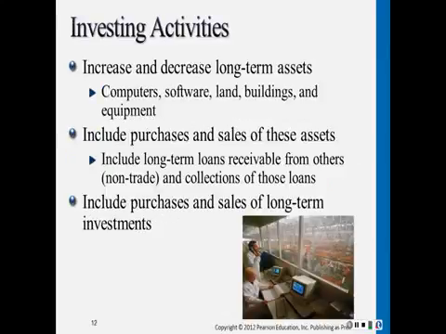Investing activities increase and decrease long-term assets such as computers, software, land, buildings, and equipment, and include purchases or sales of these assets plus loans receivable from others and collection of these loans.